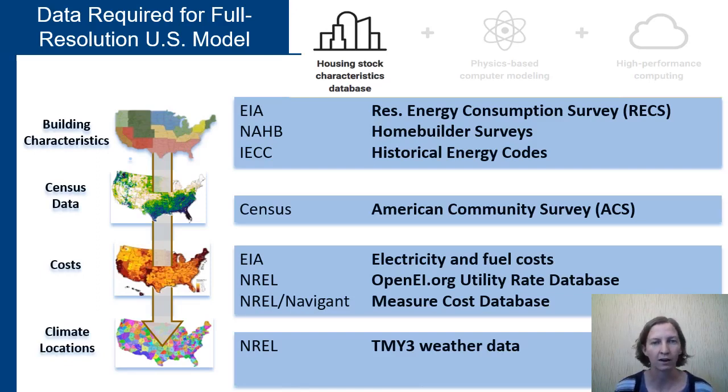So they start there, and then a key resource for doing the geographic specificity is the American Community Survey, which is conducted pretty regularly by the U.S. Census, and it's able to say how many residential buildings there are at a pretty fine level of geographic specificity. And so that really lets ResStock provide that high geospatial resolution.